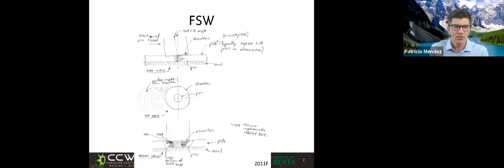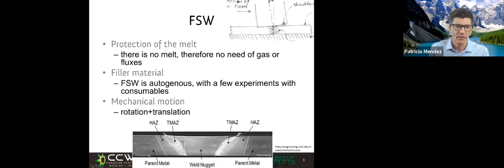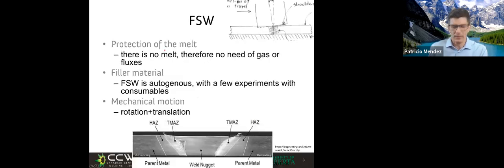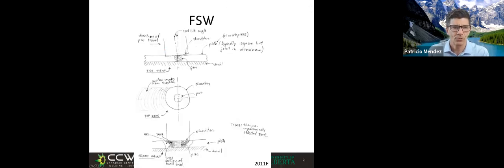The pin also has a shoulder because when the material is so hot and so soft, it wants to squirt out. So on one hand, you have what they call an anvil, that is a very stiff piece of steel, that prevents the hot metal from going out, and also prevents it from going out through the top.